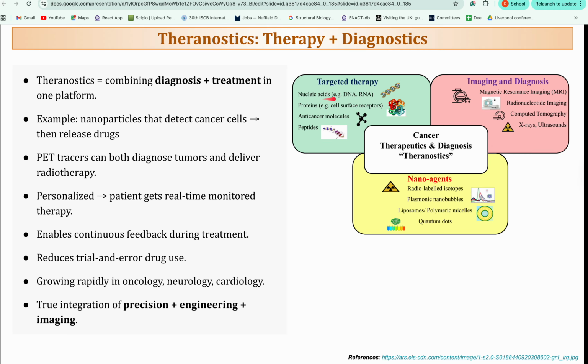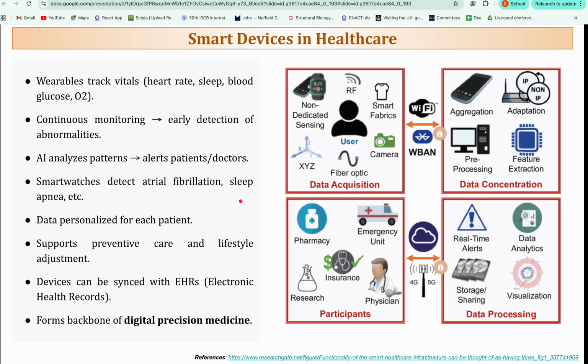So targeted therapy is one in which we take the information of nucleic acids, proteins, anti-cancer molecules and peptides. All this information is available. And imaging and diagnosis, in which we have the MRI, radionuclide imaging, computed tomography, X-ray, ultrasound, and then we also have the nano agents: radio-labeled isotopes, plasmonic nanobubbles, liposome, polymeric micelle, and quantum dots. So all these fields are combined and then they give rise to theranostics, in which we combine all of them in one platform and the patient can get real-time monitored therapy.